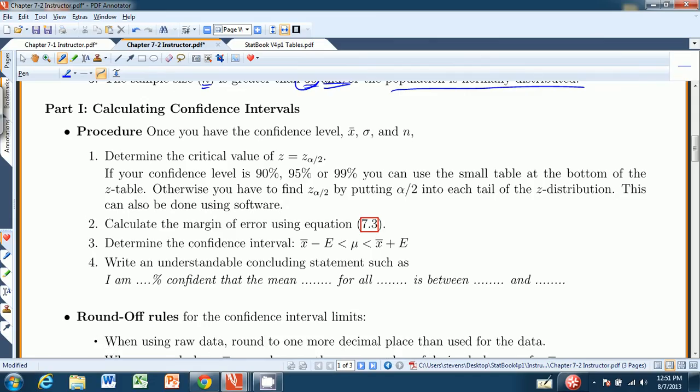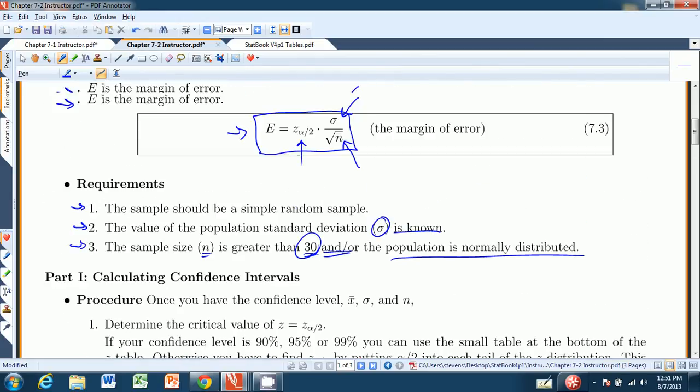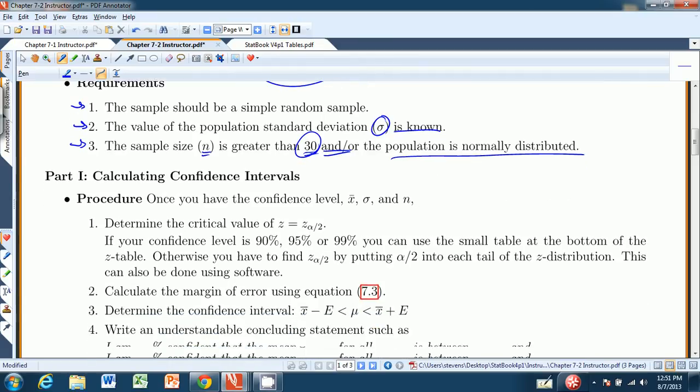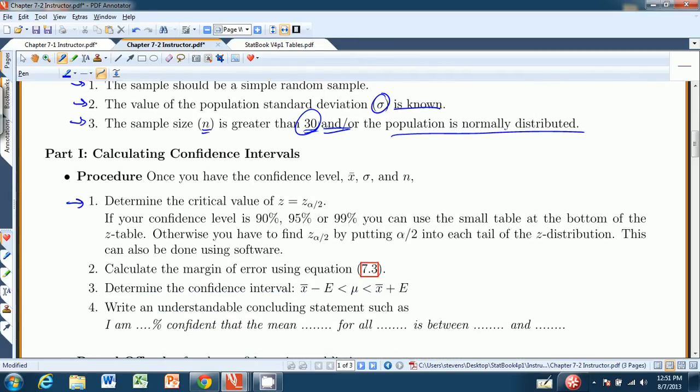All right, so here's the procedure. And again, we need to calculate this margin of error. The first thing we're going to do is determine the critical value of z, which we just call z sub alpha over 2. And if it's one of our popular values, we have a nice little cheat sheet at the bottom of the z table.